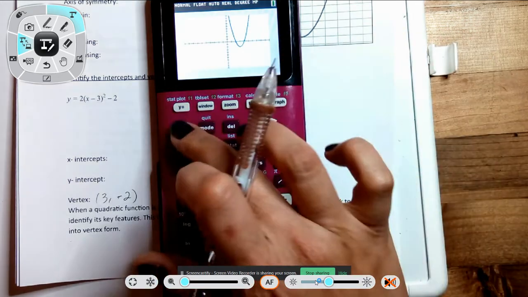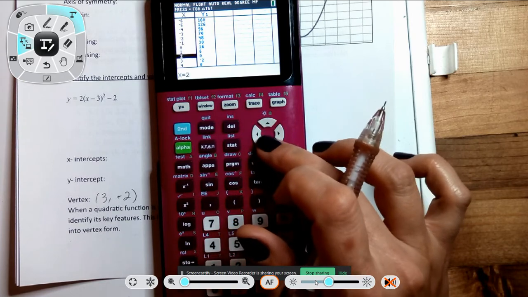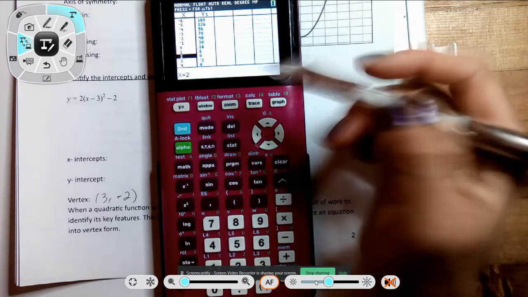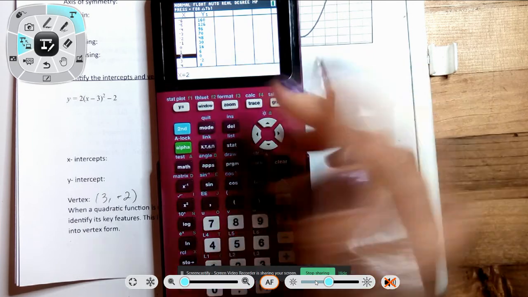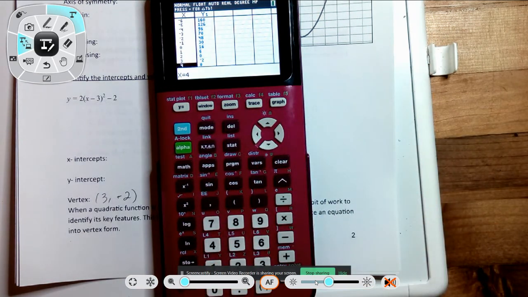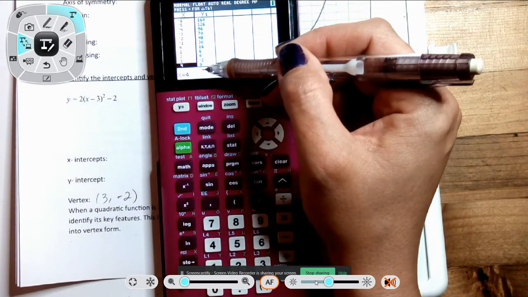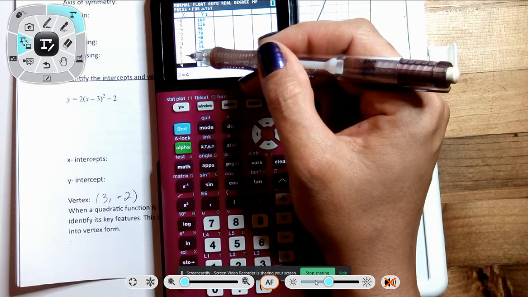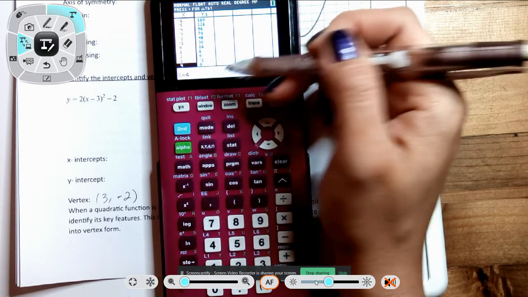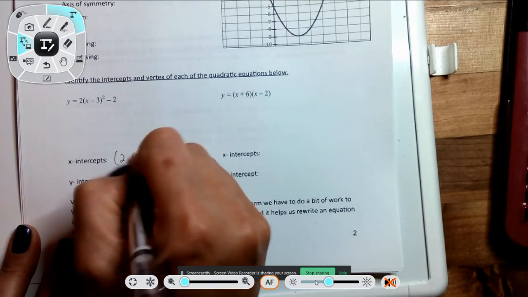But if I look at my table, I can test that. When I go down here, notice that my point is at 2, 0. And if I keep going down a couple, I see that I have one that's at 4, 0 also. So just by looking for your zeros on here, that'll tell you where your x-intercepts are. So 2, 0 and 4, 0. We'll put that in our notes here.